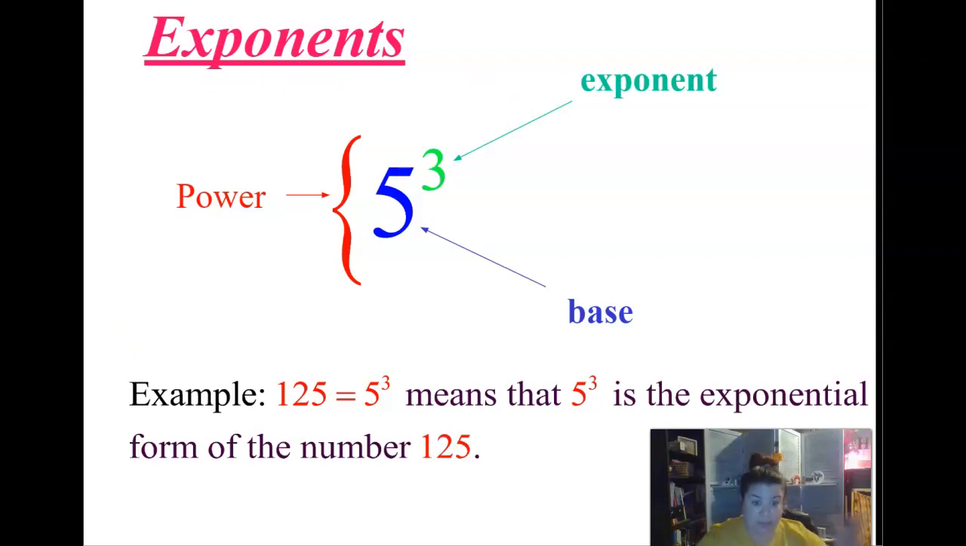You got to remember that the exponent tells you how many times to multiply out the base. So this is 5 to the 3rd power is how you say that. So then you go 5 times 5 is 25 times 5 is 125. So you just multiply it out however many times the exponent tells you to multiply the base out.